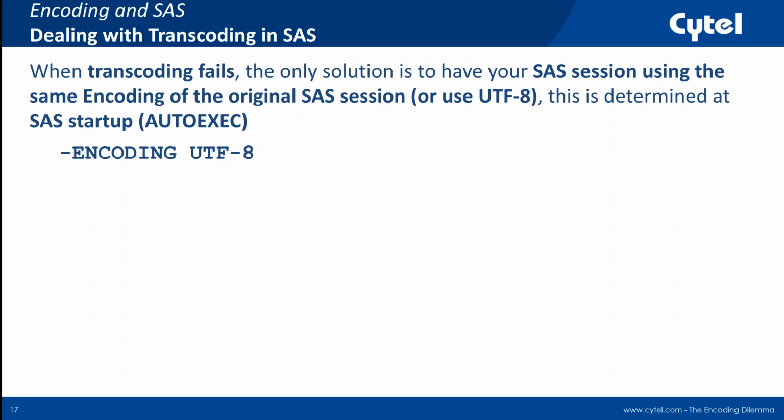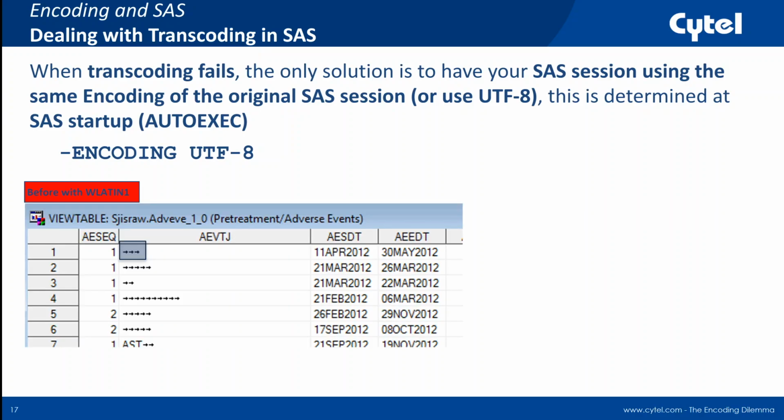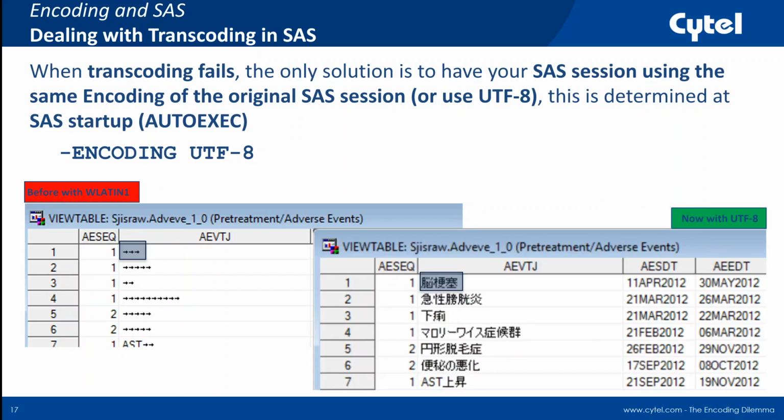In such a situation, the only way of correctly reading the dataset content is by changing the default encoding of your SAS configuration in your SAS autoexec. So let's assume we are not aware of the encoding used. We can try with the universal UTF-8 encoding. So what before was partially read when the dataset was opened in a SAS WLatin1 encoding session is now correctly read in a UTF-8 encoding SAS session. Of course, if you can read the Japanese.